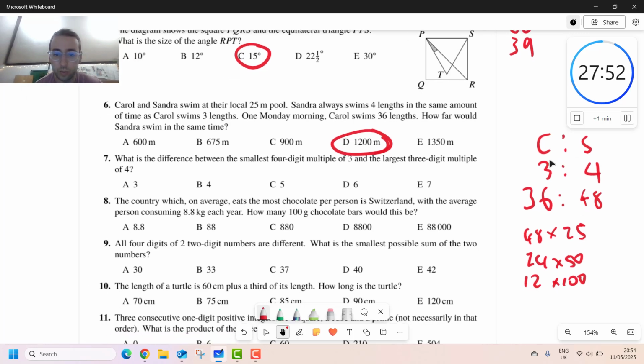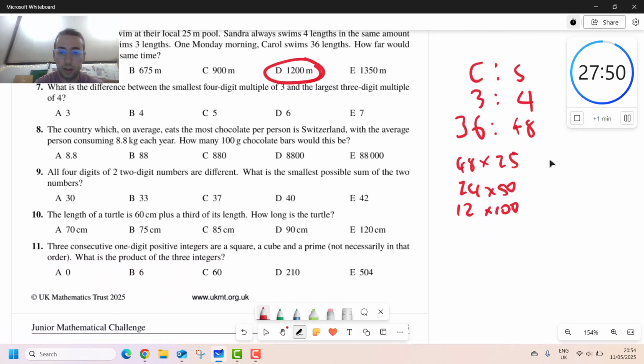What's the difference between the smallest 4-digit multiple of 3 and the largest 3-digit multiple of 4? The smallest 4-digit multiple of 3 is 1,002. The largest 3-digit multiple of 4, that's 996. So what's the difference? 6. Yeah, 1002 is the smallest 4-digit multiple of 3, and that's the largest 3-digit multiple of 4.